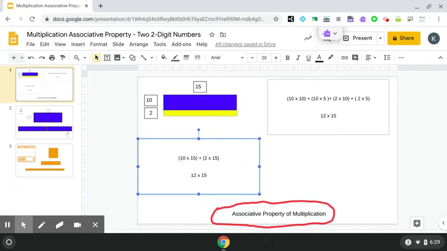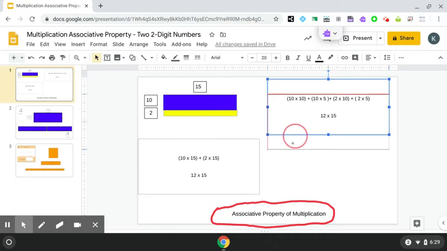This group here decided they were going to take a big blue piece of paper and cover an area that's 10 feet by 15 feet. And then they were going to take a skinnier yellow piece of paper and cover an area 2 feet by 15 feet long. So there we have that arrangement.